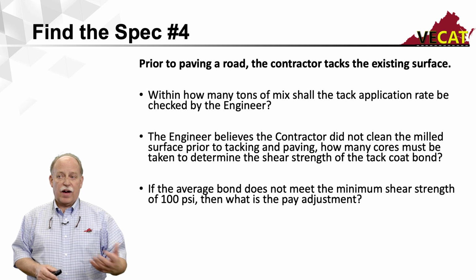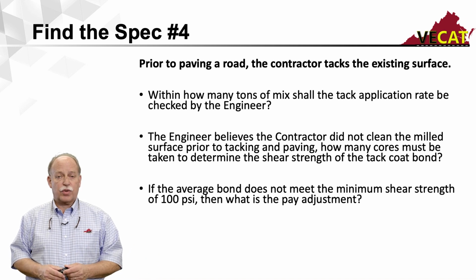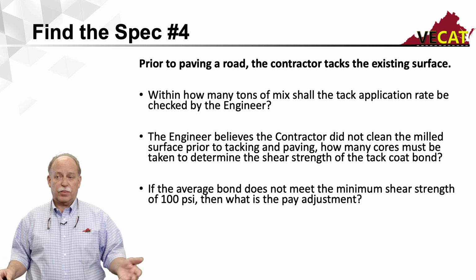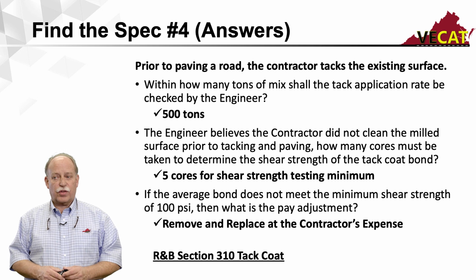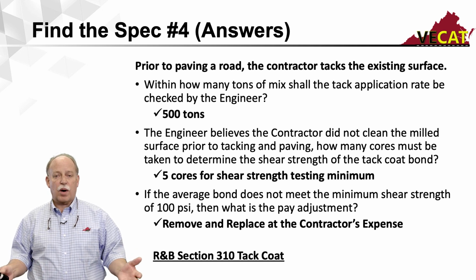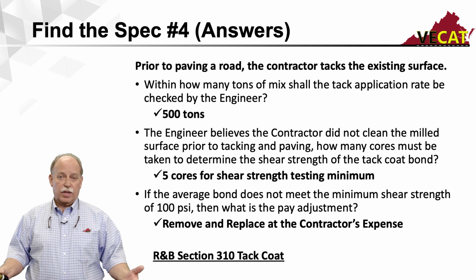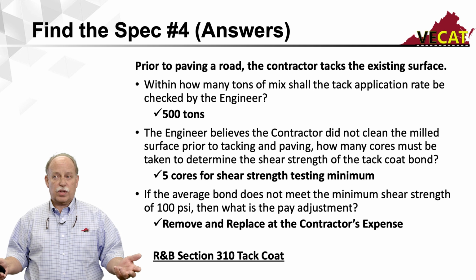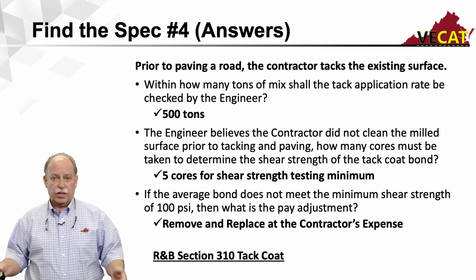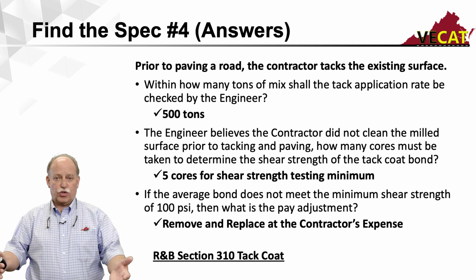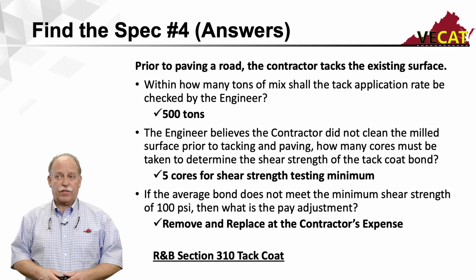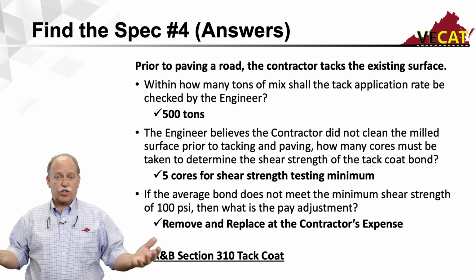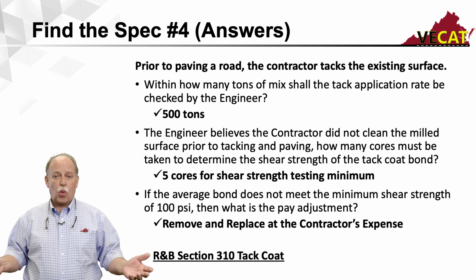And then, if the average bond does not meet the minimum shear strength of 100 psi, what's the pay adjustment for that? So now, what do you do? Well, Road and Bridge Section 310 for tack coat details out all the requirements associated with this. It'll tell you that within the first 500 tons of mix that's being placed, you need to be running one of those tack application rate checks. So you'll go out there and put your plate down and check it, but it has to be done within the first 500 tons. So if the engineer believes that it wasn't cleaned well enough and he wants to check the bond strength, how many cores have to be taken?